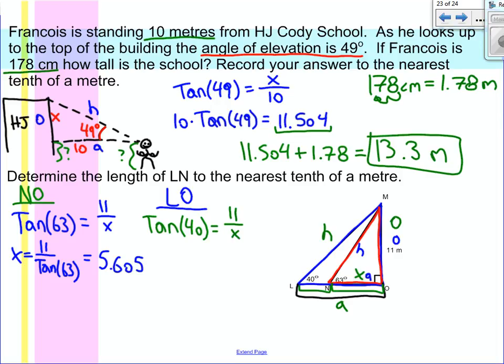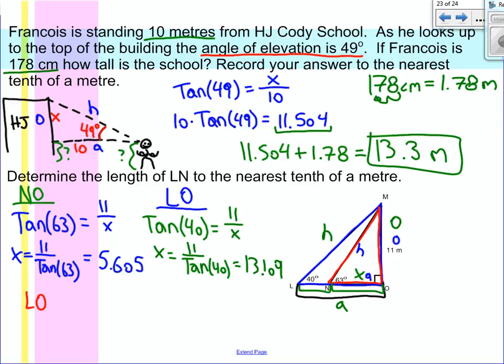You put that in your calculator, 11 divided by sine of 40, and you'll get that L all the way to O is 13.109. If you take L to O, so that's the big side all the way across the bottom, and you subtract N to O, you'll be left with L to N.